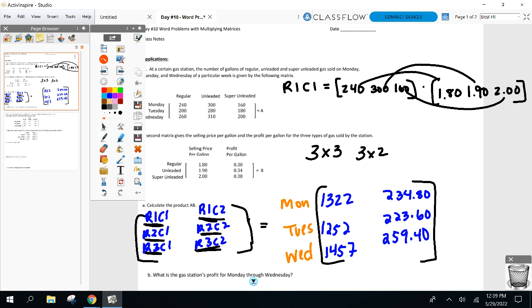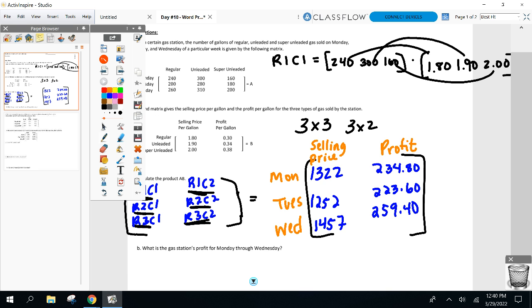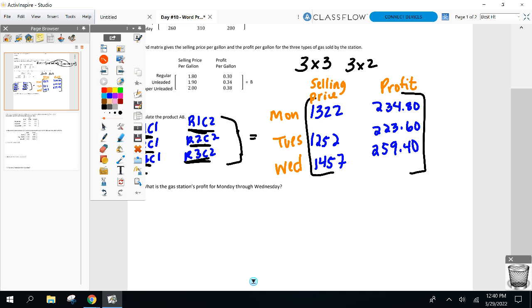So that's what the rows mean in this matrix, because that's what you multiply. Now go to matrix B. What did the first column represent? Selling price per gallon. So that's what this one is. And then what's the second column? Your profit. So in matrix A, I multiplied the rows, so that's what the rows mean, the days. Matrix B, I multiplied the columns. So column 1, column 2, profit. Because now I'm going to ask you a couple questions off this. Just one in this case, but more on the next one.